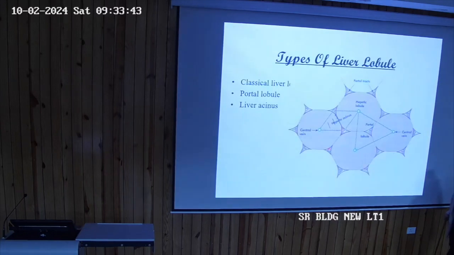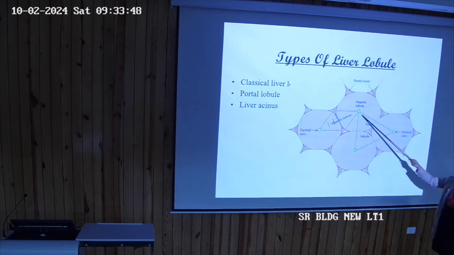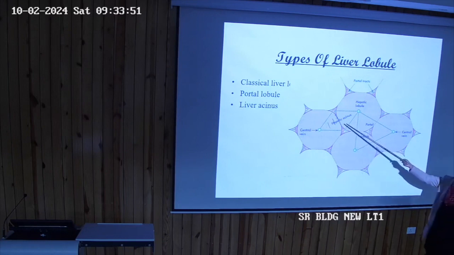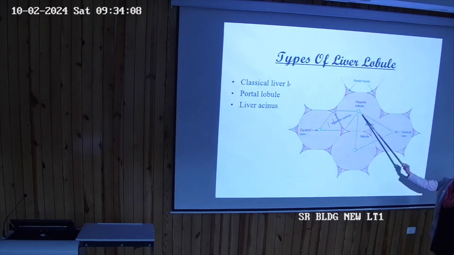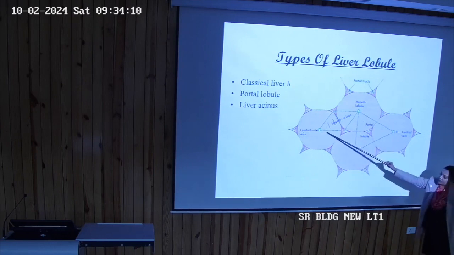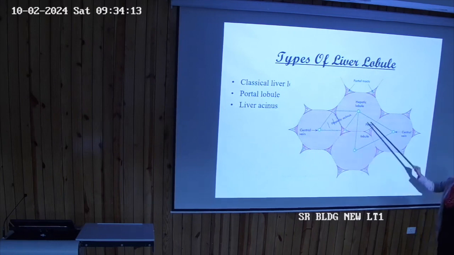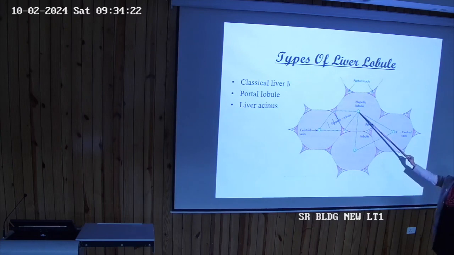Now the second arrangement, which is the functional arrangement: one is the portal lobule and another is the hepatic acinus. Now this portal lobule is triangular. Here you are shown the classical lobule, inside it the portal lobule, and the hepatic acinus. What we discussed just now, these are the classical hepatic lobules; the central part has the central vein. Then we have this triangular lobule which has the portal triad in the center and at each corner we have a central vein.